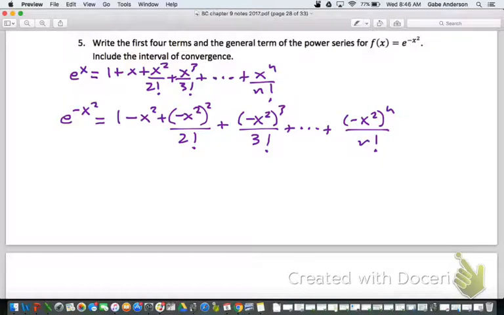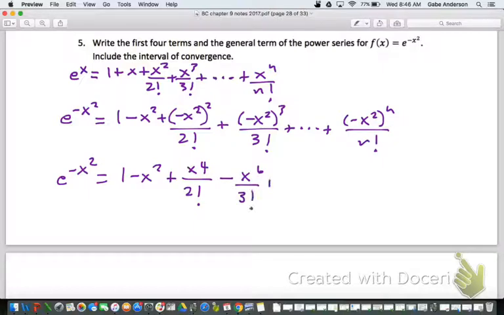So if I clean this up a little bit, I get e to the negative x squared equals 1 minus x squared plus x to the 4th over 2 factorial minus x to the 6th over 3 factorial. And then I think I'll separate the alternating element out again, so it would be negative 1 to the n times x to the 2n all over n factorial. And so what we'll do when I see you guys next time is use this to work with integrals and see how we could use this to help us actually deal with an integral that we really don't know how to deal with yet.